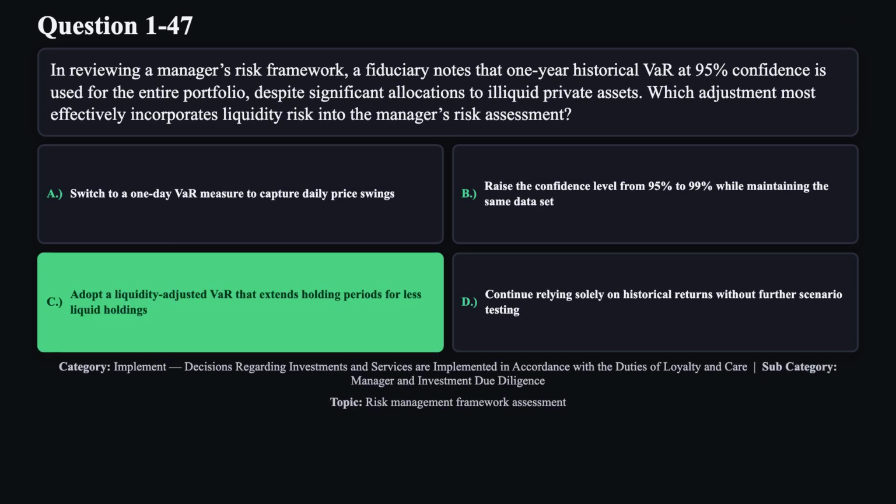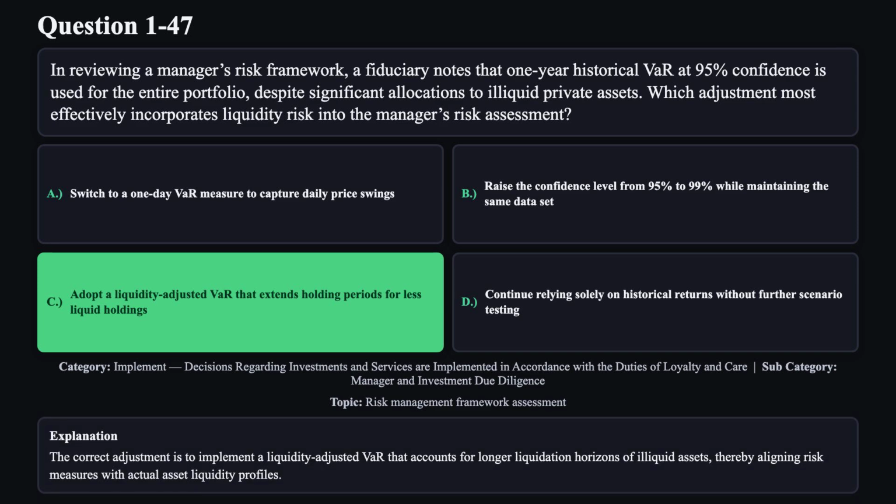The correct answer is C. The correct adjustment is to implement a liquidity-adjusted VAR that accounts for longer liquidation horizons of illiquid assets, thereby aligning risk measures with actual asset liquidity profiles.